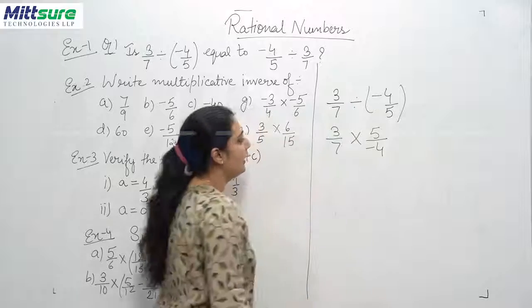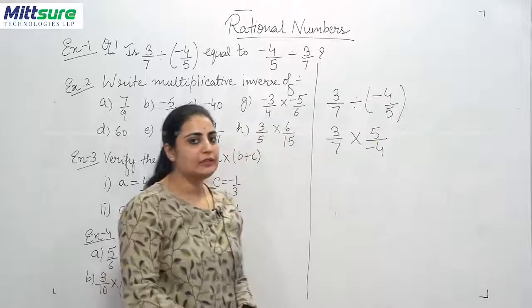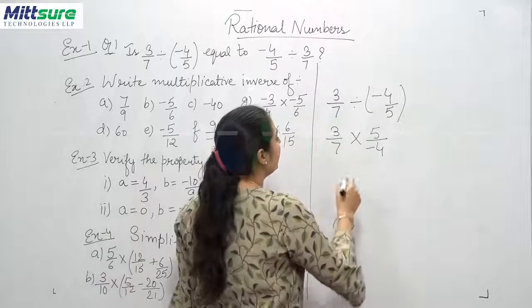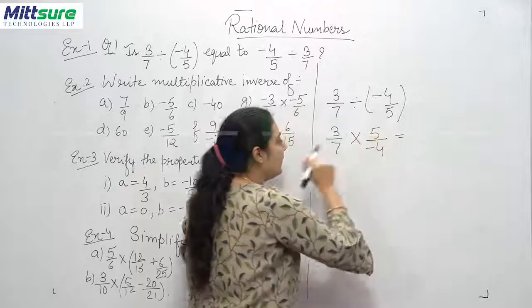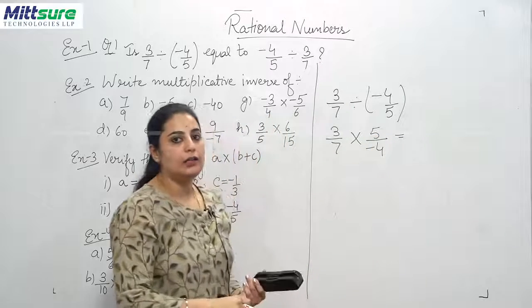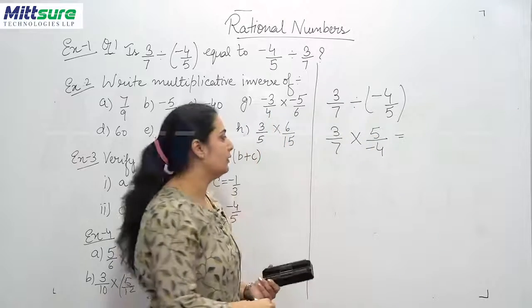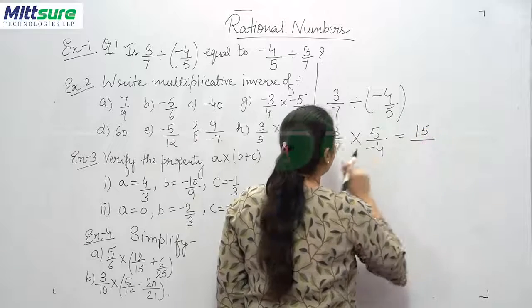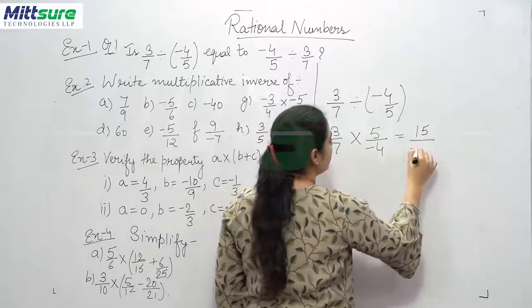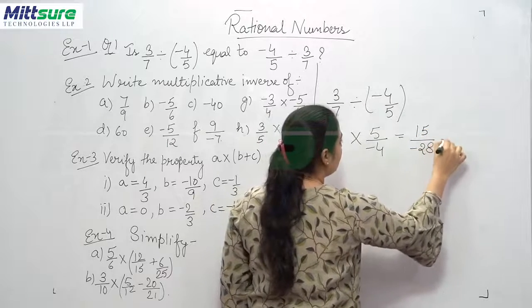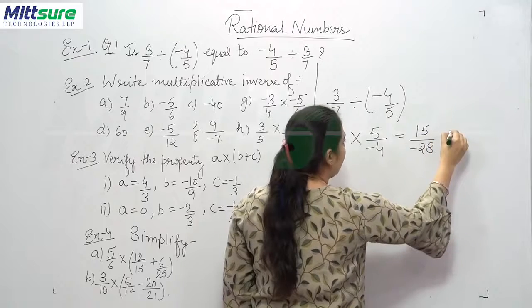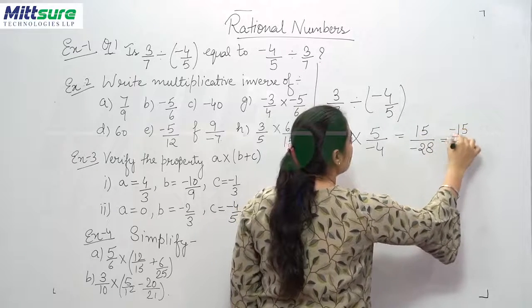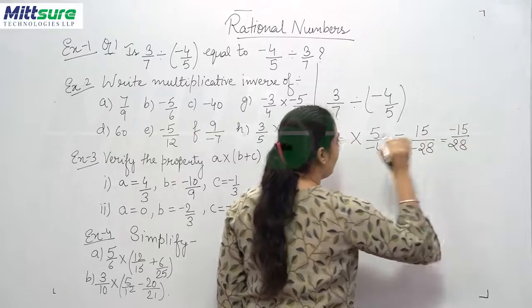Now here none of the numbers are getting cancelled with each other. So we will straight away multiply the numerator with the numerator and the denominator with the denominator. So 3 into 5 is 15 and 7 into minus 4 is minus 28, which will be changed to standard form, that is minus 15 upon 28.